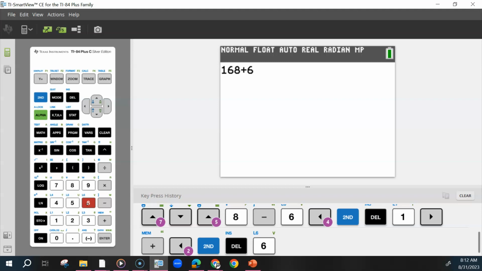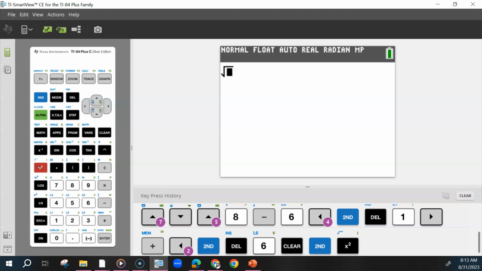That's our exponents. Let's talk about, I mentioned this earlier, square root is in blue above the x squared. So how would we get there? Press second, and then press x squared. And that will give you your square root. Your cube root, you have to go in a little bit different. So second x squared for the square root.